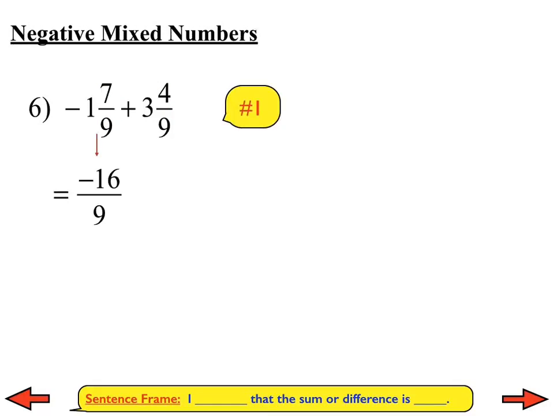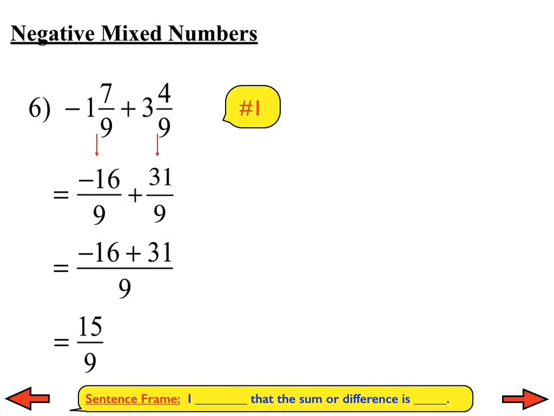So let's see. This is negative 16 plus 31 all over 9, which is 15 over 9, which gives me positive 1 2/3. If you got negative, you did it wrong. If you look at the problem from the beginning, positives have more to start with. Your answer is going to be positive if you're taking something away, right?